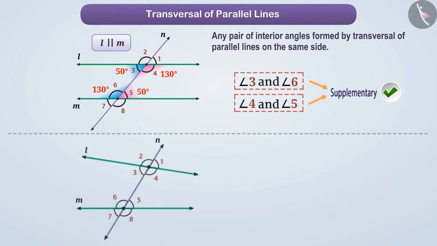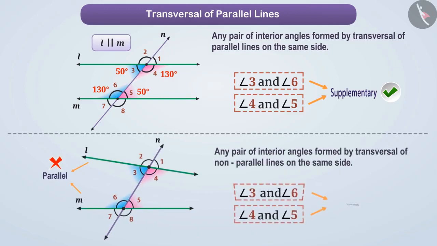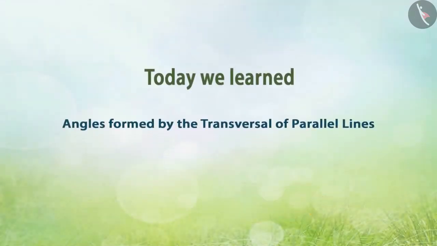If the lines are not parallel, then each pair of interior angles formed on the same side of the transversal is not supplementary. Today we learnt about angles formed by the transversal of parallel lines. In the next video, we will learn how to check whether two lines are parallel or not.